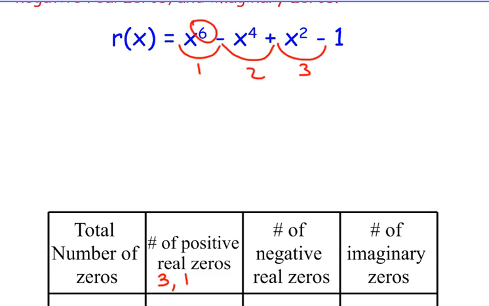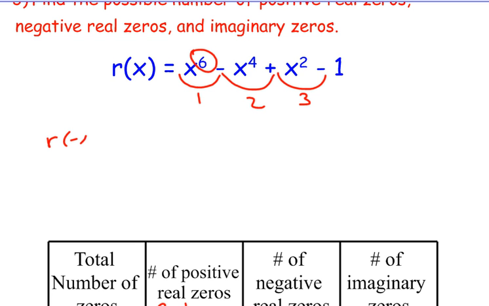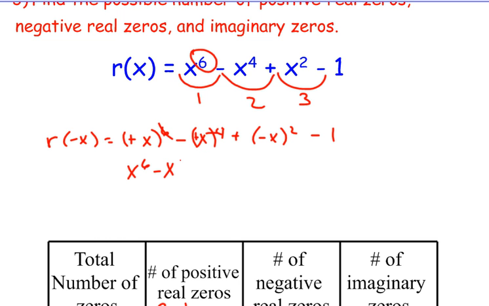So now let's plug in that negative. So we'll say r of negative x equals negative x to the 6th minus negative x to the 4th plus negative x squared minus 1. So these are all even. So when I take it to the 6th, it's positive x to the 6th. This would be a positive x to the 4th, but since it's a minus, it's negative x to the 4th. Negative x squared is plus x squared, and then minus 1.